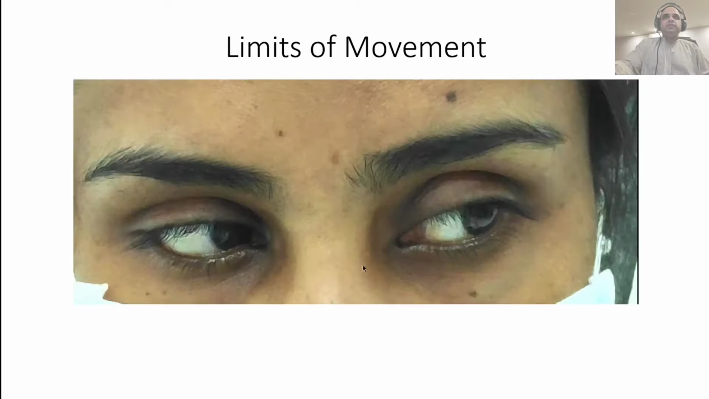And this is also true for the other eye. If I can show it in the other eye, this is very simple. The temporal limbus should be at the lateral canthus.